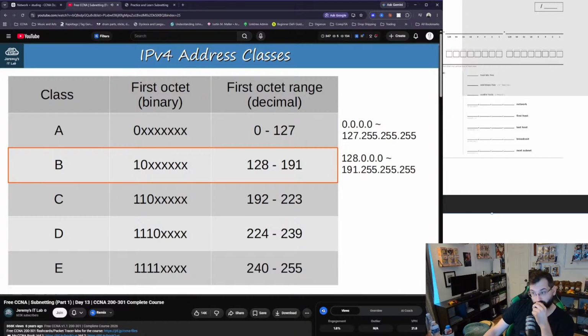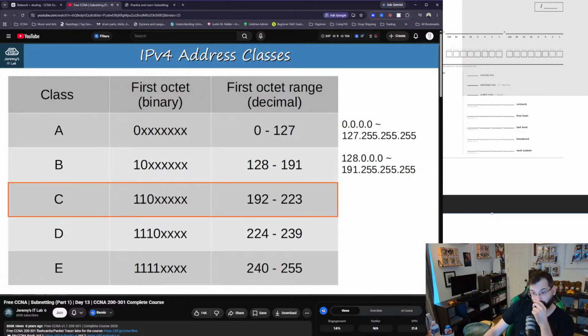191.255.255.255. Class C addresses have the first 3 bits set to 110, and the others can be either 0 or 1. If you write that range in decimal, that is 192 through 223. The address range is therefore 192.0.0.0 through 223.255.255.255.